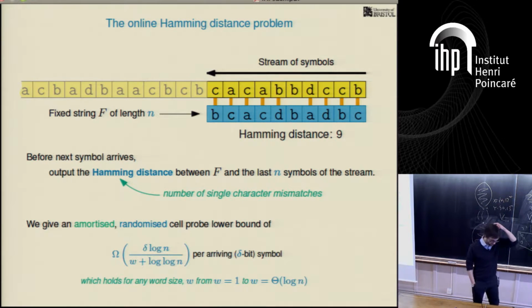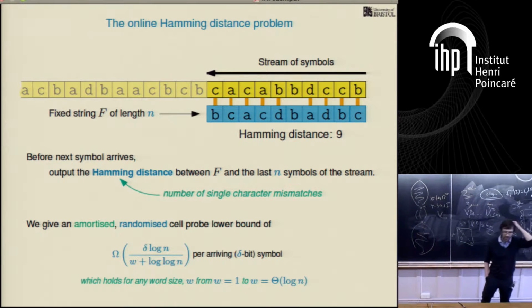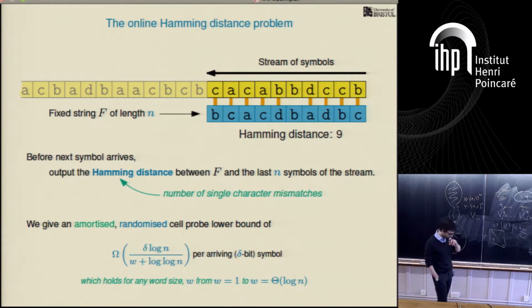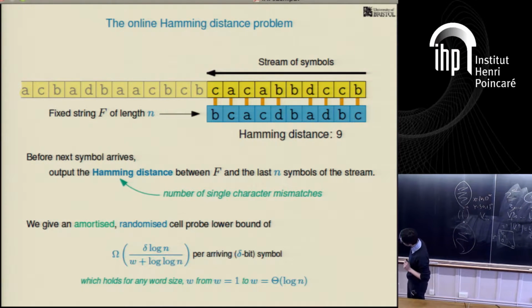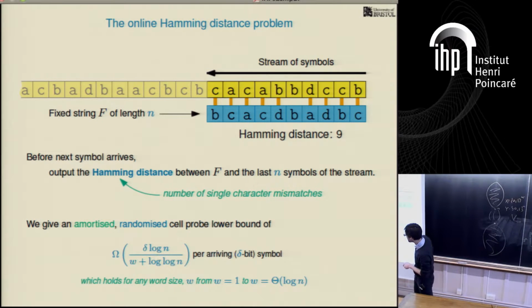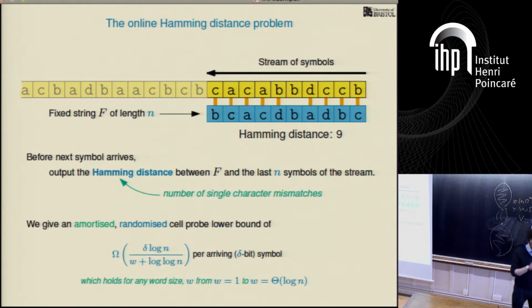What we're going to discuss is an amortized, randomized lower bound on the number of cell probes that you have to perform when a new symbol arrives. This is the number of locations in memory that you have to look at when a new symbol arrives to successfully answer this problem. So any algorithm, even if it's an amortized algorithm, any randomized Las Vegas algorithm must probe at least this many cells, where delta is the number of bits in a symbol that arrives, and W is the word size. I'm going to talk a bit about this result and how we proved it.